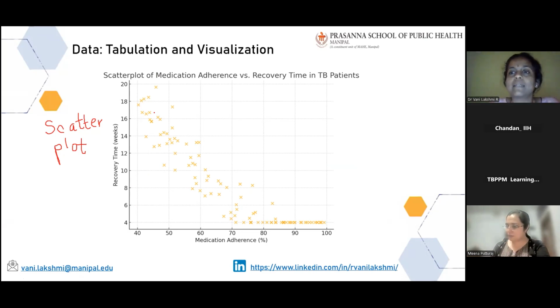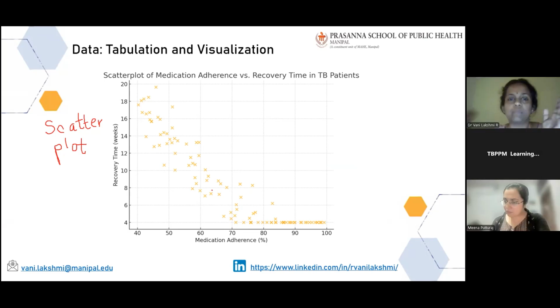So one lady will tell, no, I followed for 7 days. Out of 10 days, 7 days I followed, madam. And so 70% becomes my adherence. And then they looked at the records, checked how many weeks she took to recover. Similarly, data was collected from a lot of TB patients. And then they plotted a scatter diagram.